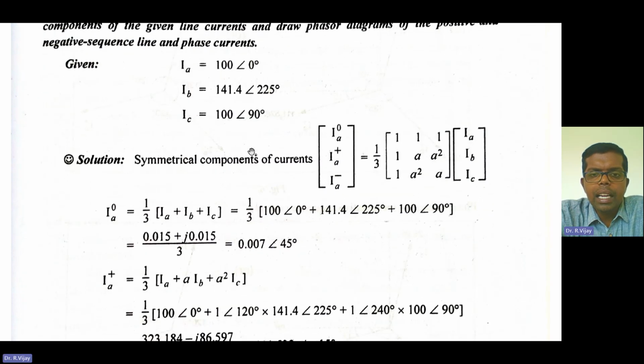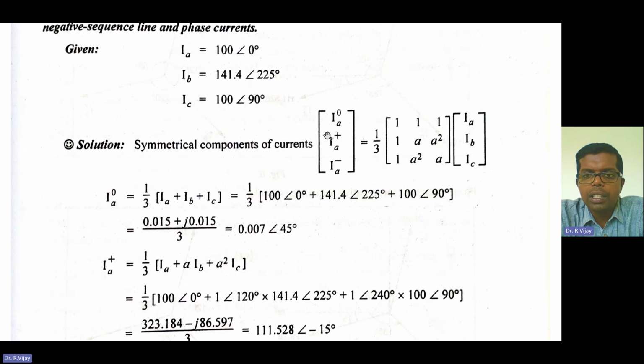Here, the symmetrical components of current. How to calculate the symmetrical components of current? Already we have seen. That also I will give in the description, the recorded video. That is IA0, IA positive, IA negative matrix is equal to 1 by 3 into the matrix 1, 1, 1; 1, A squared, A; 1, A, A squared; into the matrix of IA, IB and IC. This we already derived. So while multiplying, you will get IA0 is equal to 1 by 3 into IA plus IB plus IC.